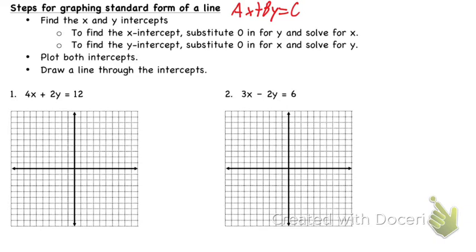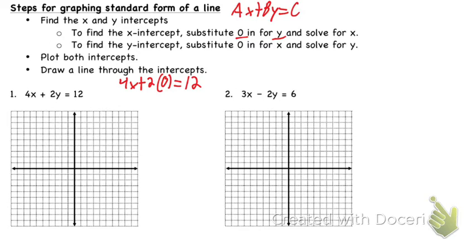What we're going to do right now is find the x-intercept. So we're going to substitute 0 in for y. So I'm going to take this equation, 4x plus 2 times 0 equals 12. Everything's the same except y is now 0. Okay, so we're going to write this equation down.